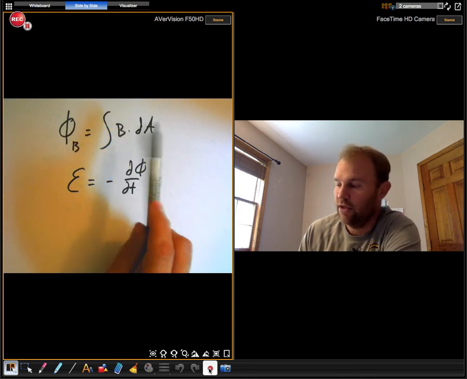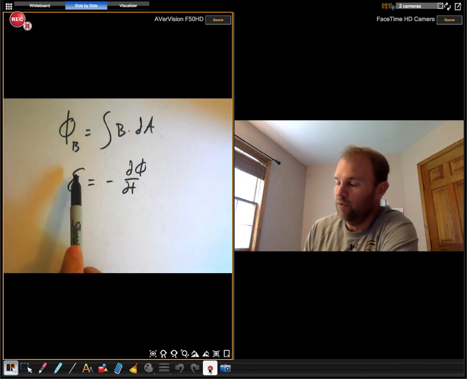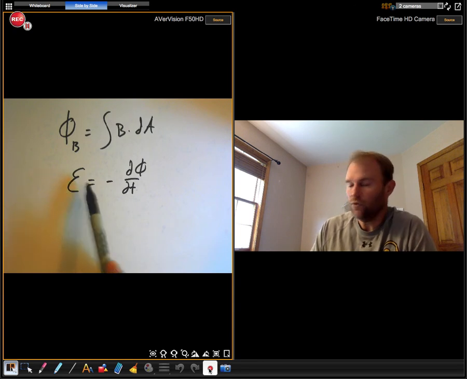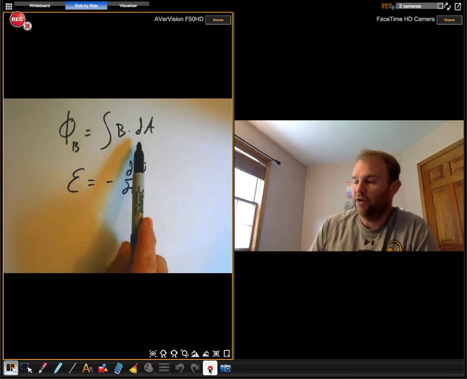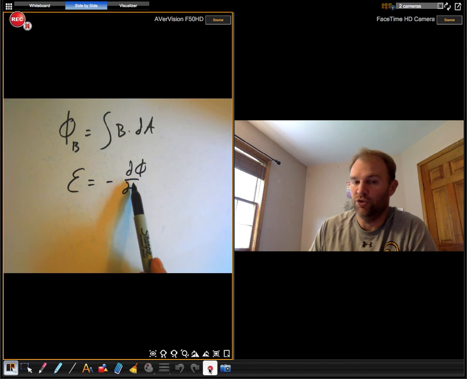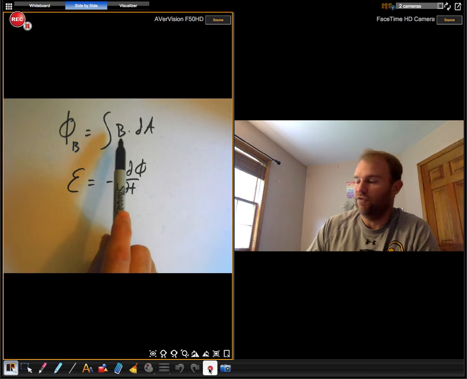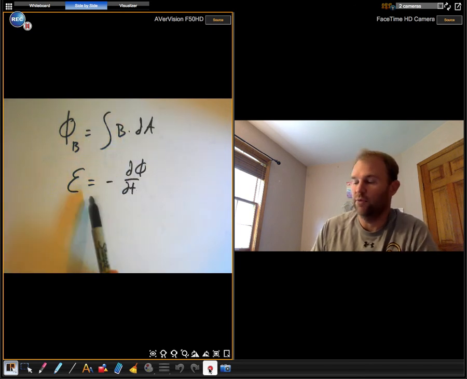So strength, area, direction. And what Faraday and Henry figured out was that the EMF, the voltage, you could say, produced by this flux passing through an area occurs due to its change. And so this is a time derivative. That means if we have a constant magnetic field, a constant angle, and a constant area, all that stuff would be zero and we'd have no EMF.